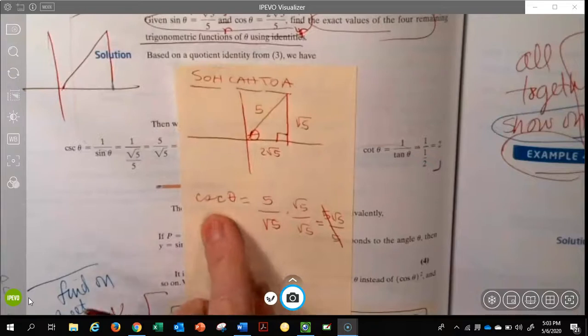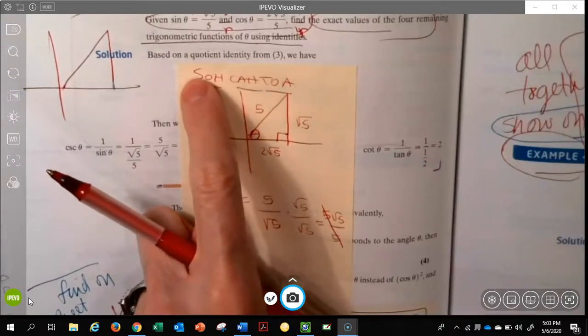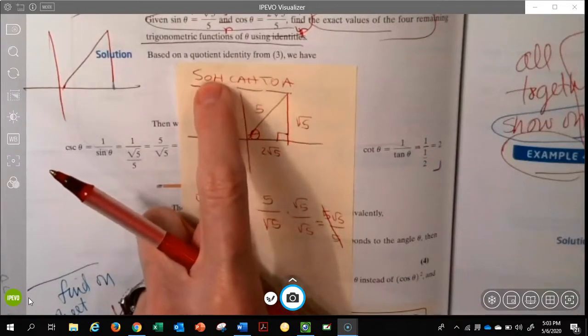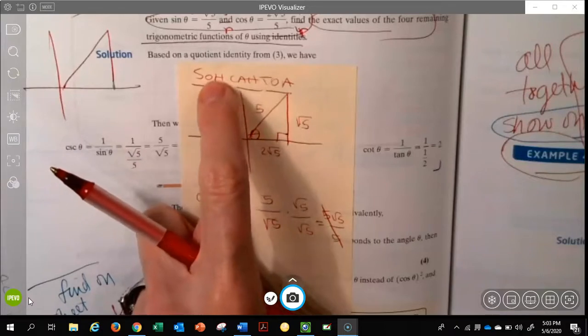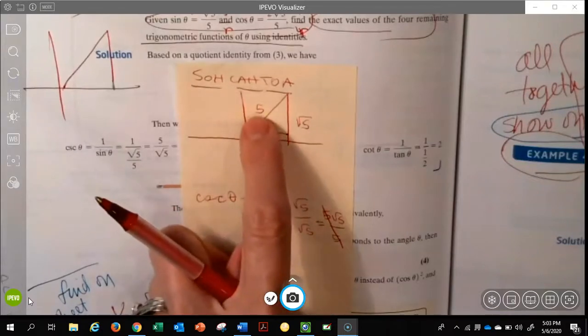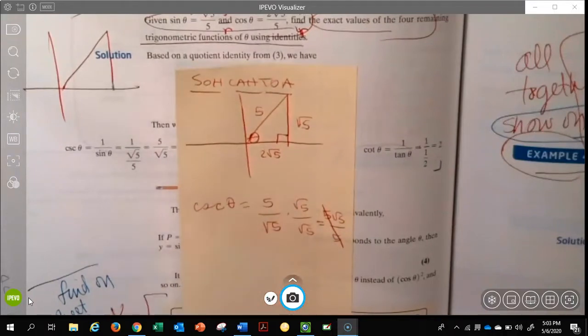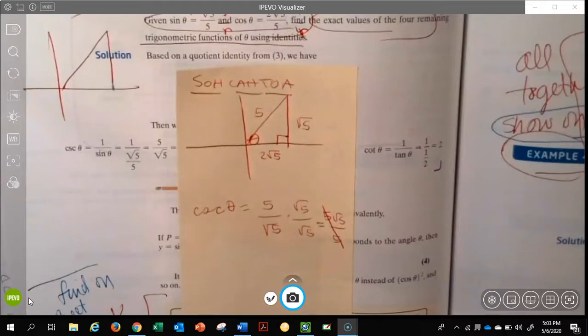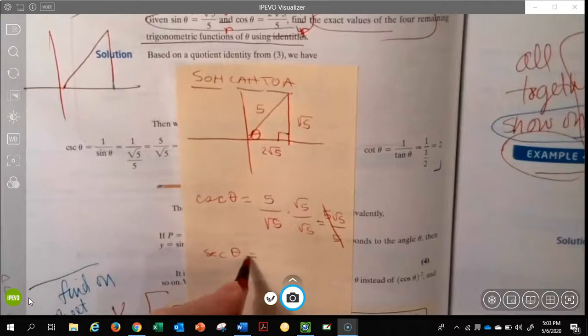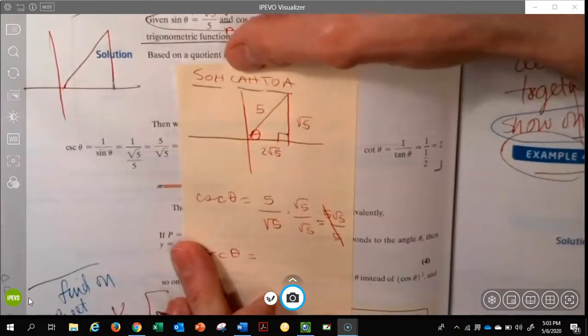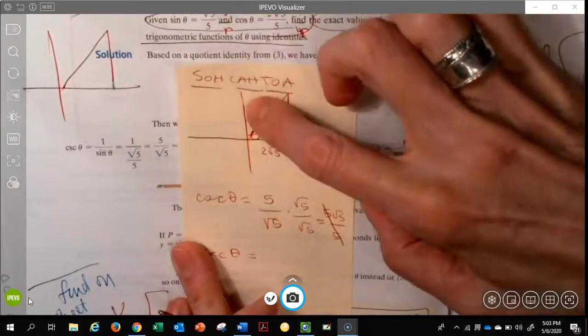But if I want to find cosecant, I know it relates to sine, but sine is opposite over hypotenuse. So cosecant will be hypotenuse over opposite. So it's one of those things that when you finish your test, you can go back and check it through the back door. There are multiple ways to do this. We're not done though. So let's look at secant theta. Secant, I can go up here and do my hypotenuse over adjacent.